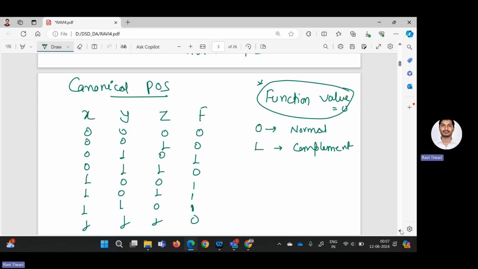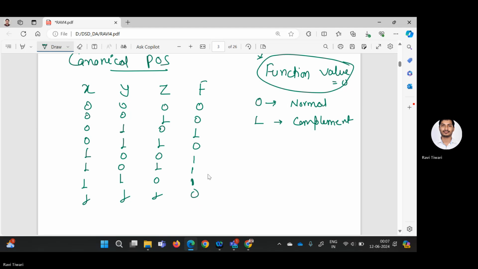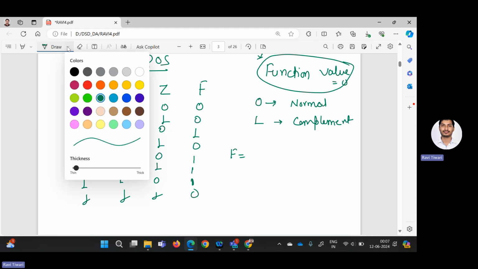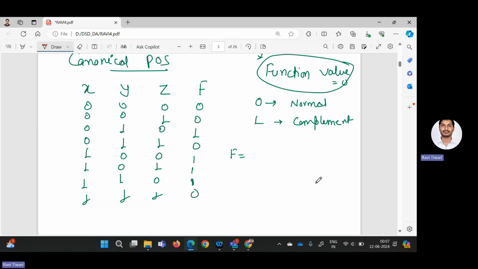So now here we can write down the expression F for the conditions when the function value F is equal to 0. Function value 0 here, here, here, and here. 0 is the normal form. That means I have to write down x plus y plus z because this is the POS form.